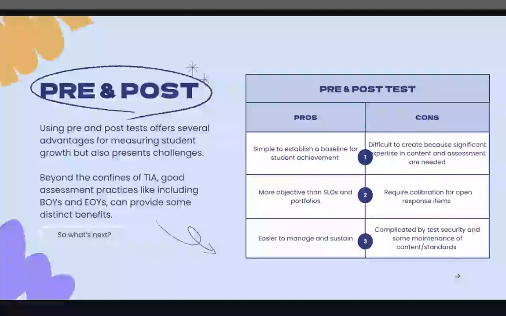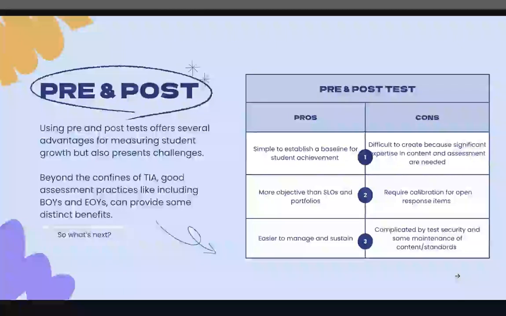Firstly, they are pretty simple to establish a baseline for student achievement. So as we mentioned, it's fairly objective, especially when compared to an SLO or portfolio. This process, the assessment process, is a little bit easier to manage and sustain a lot of times because you already have your local assessment practices in place, right? So you're already using Eduphoria for your assessment system, for your benchmarks, your local formative and summative assessments. And so just simply adding in or substituting some of those at the beginning of your assessment can feel very natural and easy to fit into your processes that you already have in place.